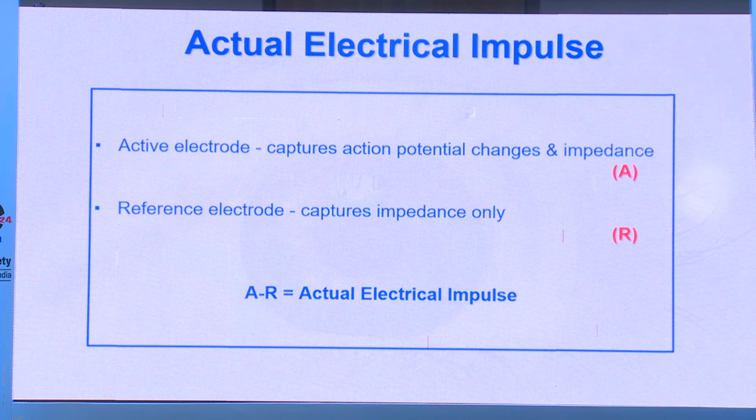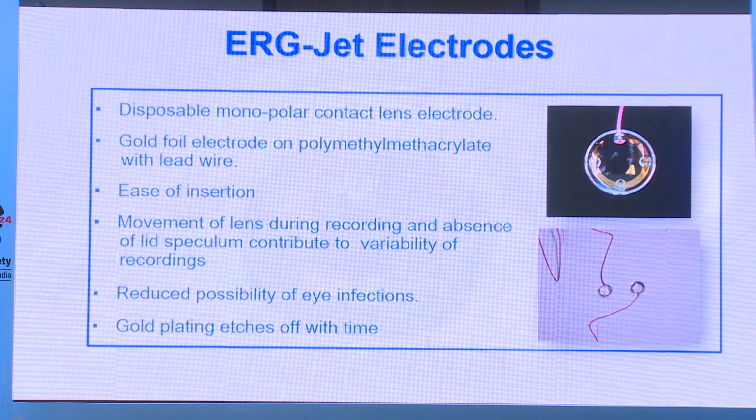Now, what is actual electrical impulse that the ERG calculates? It is the impulse that is captured by the active electrode, which has got two things. First is the potential changes and the impedance, and the reference electrode, which captures the impedance only. Now, subtracting this, that is E minus R, actually gives us the actual electrical impulse.